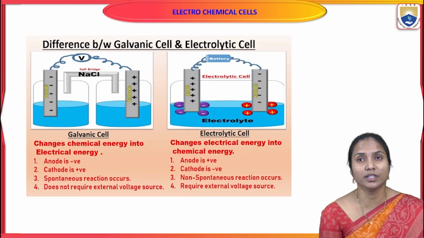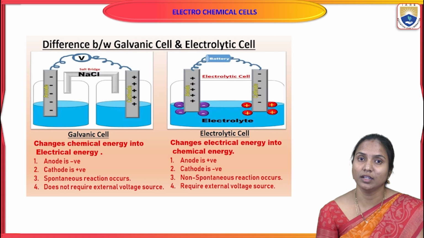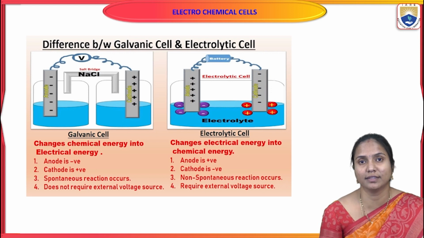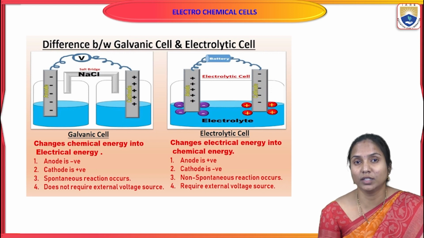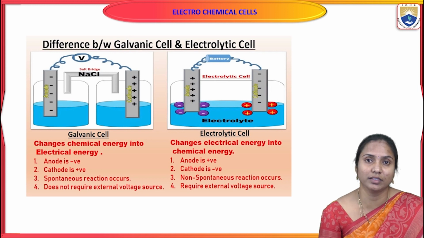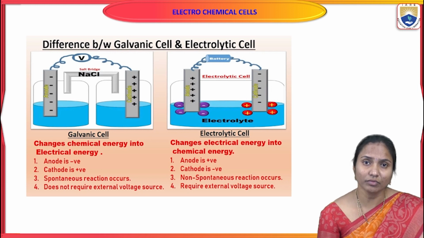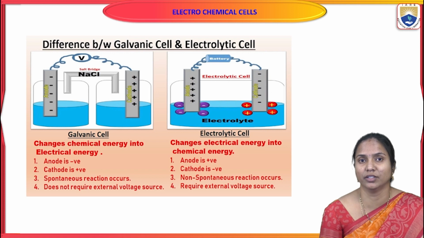Now let's discuss the difference between the electrochemical cell or galvanic cell and the electrolytic cell. Already we know that an electrochemical cell or galvanic cell is one which converts chemical energy into electrical energy.